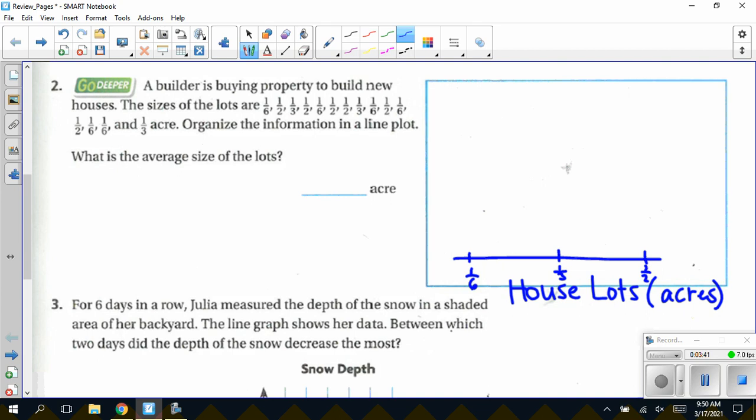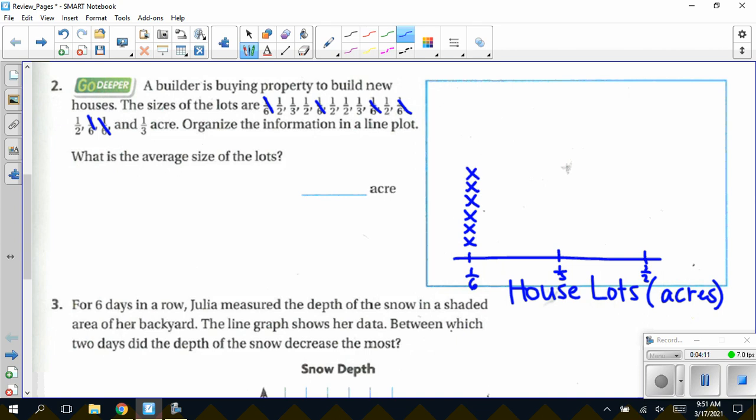So now I'm going to count up the number of 1/6 size acre lots and put the number of X's above that. So I see 1, 2, 3, 4, 5, 6. So I need to place 6 X's above the 1/6 to mark how many 1/6 size lots there are. 1, 2, 3, 4, 5, 6.